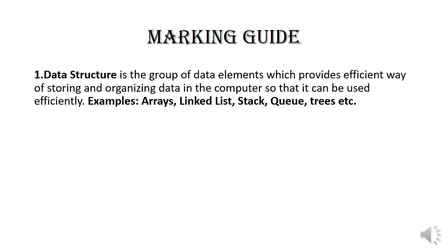So we have a marking guide. The question number 1, a data structure refers to a group of elements with either same or different data types, but the first thing to keep in mind about a data structure is that it is a group of elements, either similar or dissimilar elements, which provides an efficient way of storing and organizing data in the computer so that it can be used efficiently.